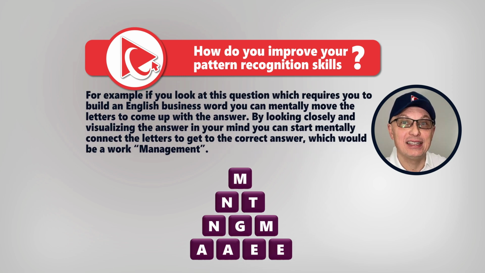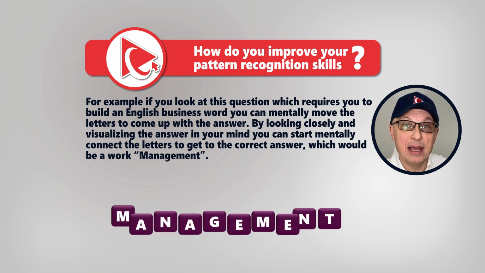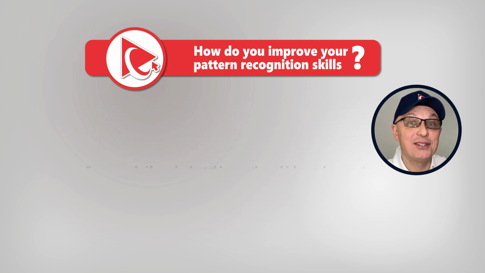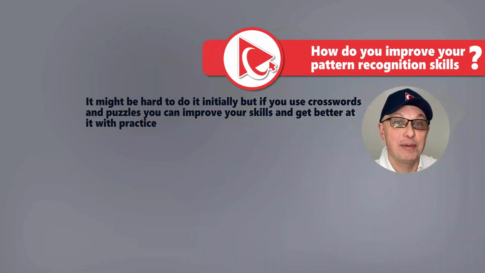Let's take a close look at the example. Here, you're required to build English business word, and you need to use all the letters only once. If you look closely and try to visualize and build the answer in your mind, you can mentally connect the letters and get to the correct answer, which is the word management. It might be hard to do it initially, but if you do crosswords and puzzles, you can improve your skills and get better at this with practice.